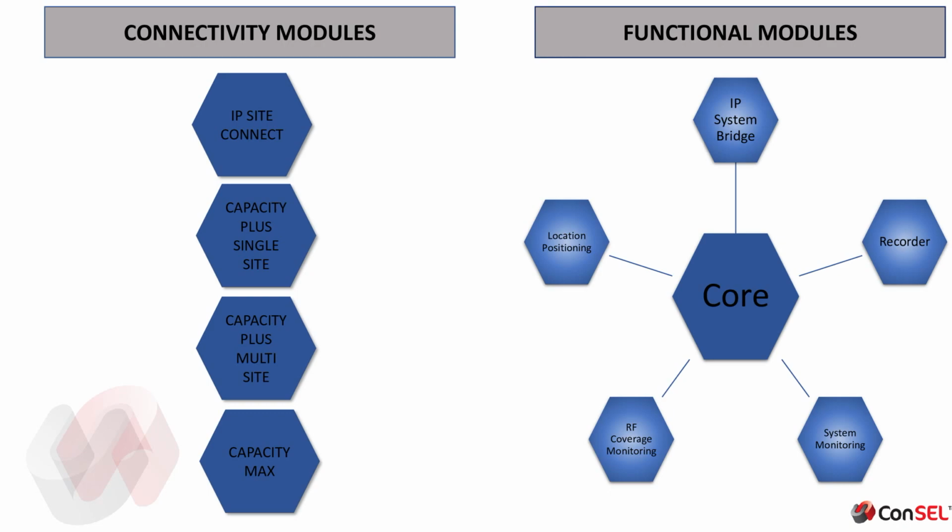As ConSEL Plus is software of a modular nature, the two basic groups of modules are connectivity modules and functional modules. Connectivity modules include Moto Turbo radio systems, IP Site Connect, Capacity Plus Single Site, Capacity Plus Multi-Site, and Capacity Max. It is important to note that the purchase of at least one of the connectivity modules is required for the ConSEL Plus system to work.